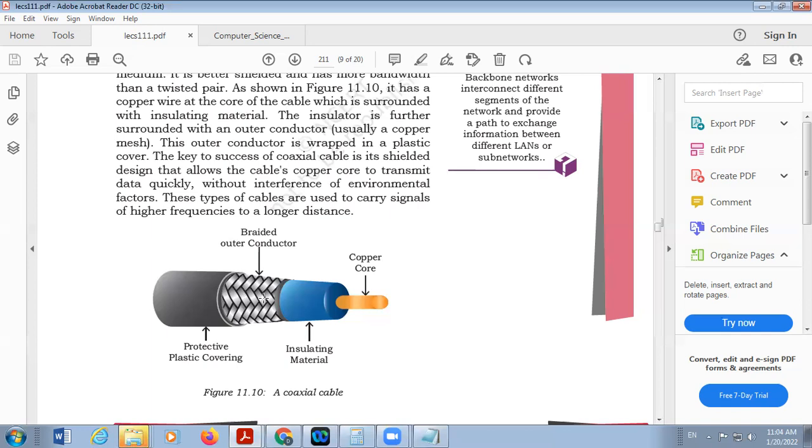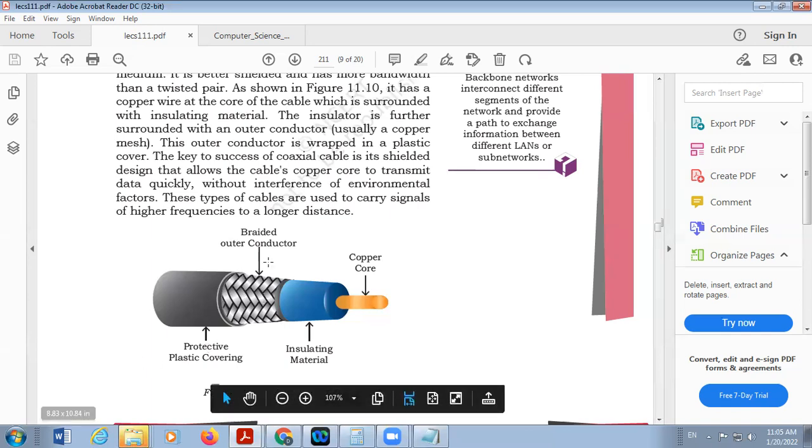The key to the success of the coaxial cable is the shielded design that allows the cable's copper core to transmit data quickly without the interference of environmental factors. Because the wire is strong, environmental factors like rain and sunlight have very little interference. Clear? Okay, students, any doubt in this?